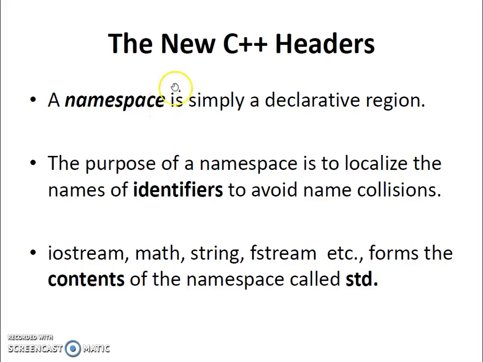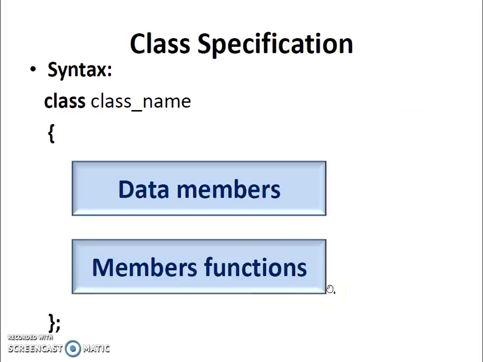Next, when we use a new C++ header, a namespace is simply a declarative region. The purpose of a namespace is to localize the names of identifiers to avoid name collisions. iostream, math, string, fstream form the contents of the namespace called standard, std.